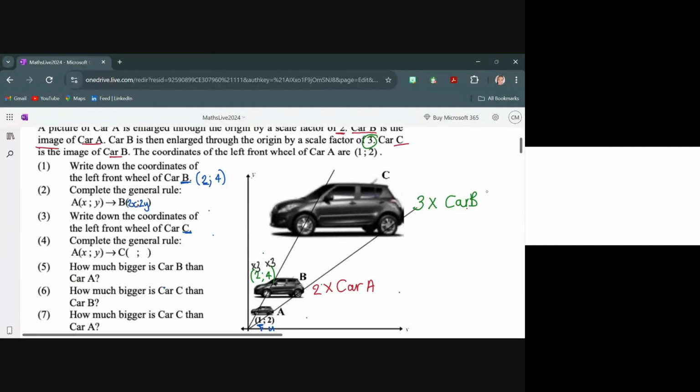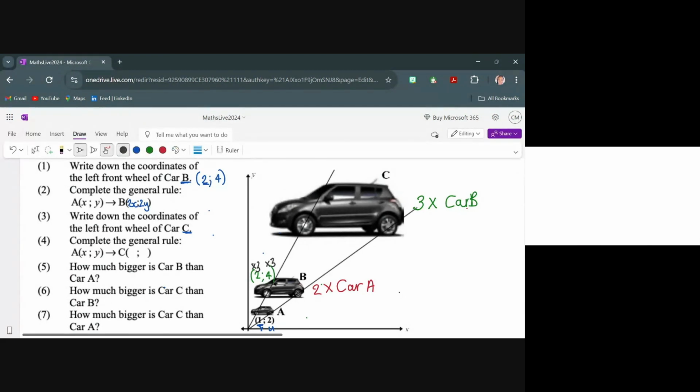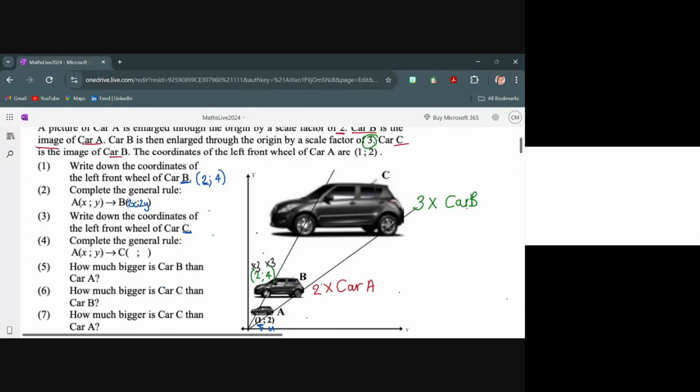answers for car C. So anybody got an answer for me? What would we write for the coordinates of car C? What would we write over here for the left front wheel of car C? If I have to take each of those and multiply them by 3, what would I get? That's it, absolutely. I would get 2 times 3, which would give me 6, and 4 times 3, which would give me 12. Because it's been enlarged by a scale factor of 3, the coordinates are going to be 6 and 12 over there.